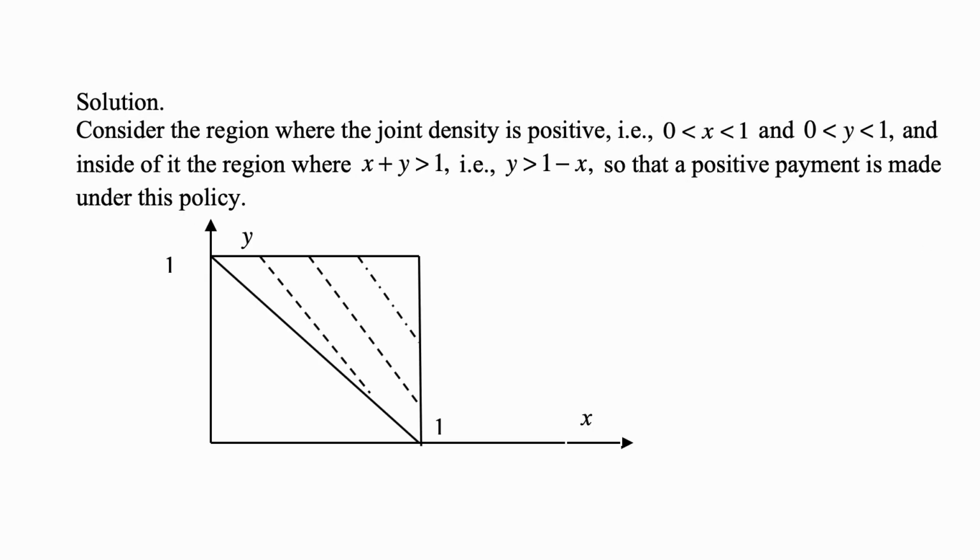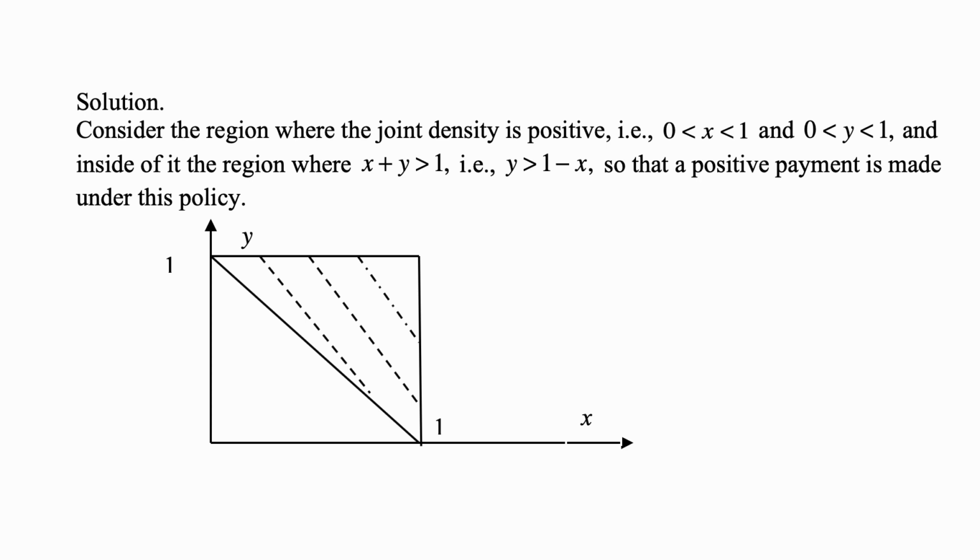So the loss is x plus y, and the deductible is 1, which means that when x plus y is less than 1, no payment is made. The payment is only made when x plus y is greater than 1. That's the same as y greater than 1 minus x. And x and y have to be between 0 and 1, both of them, for the joint density to be positive. That's the condition given in the problem for the density to be positive.